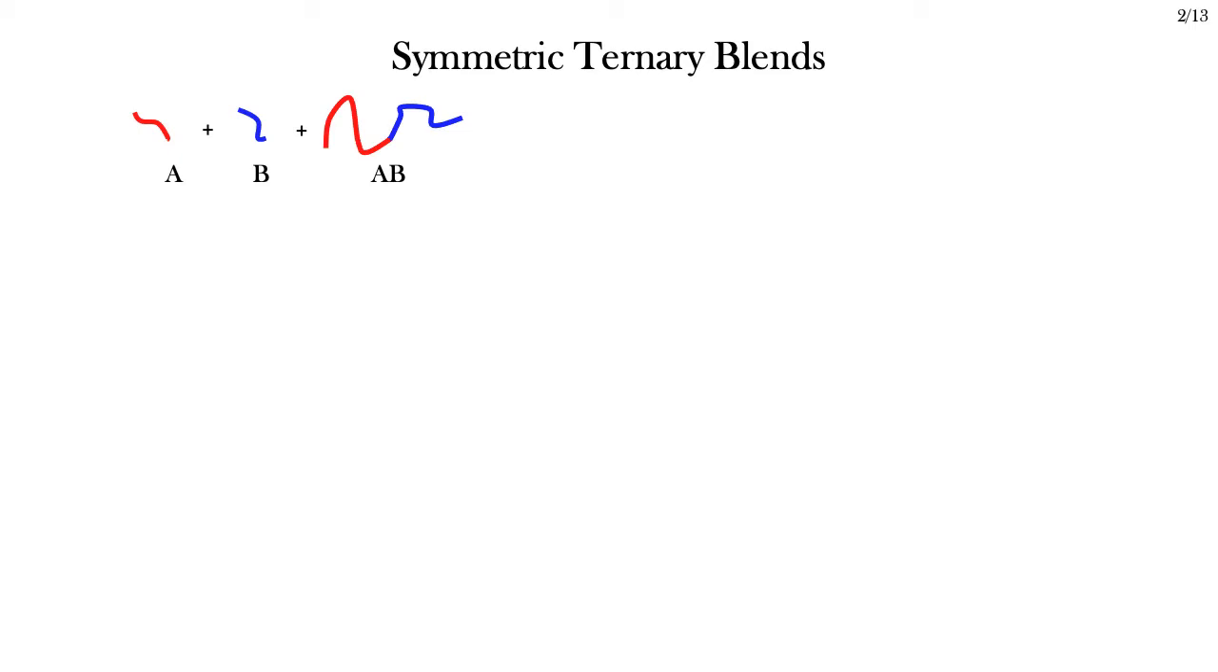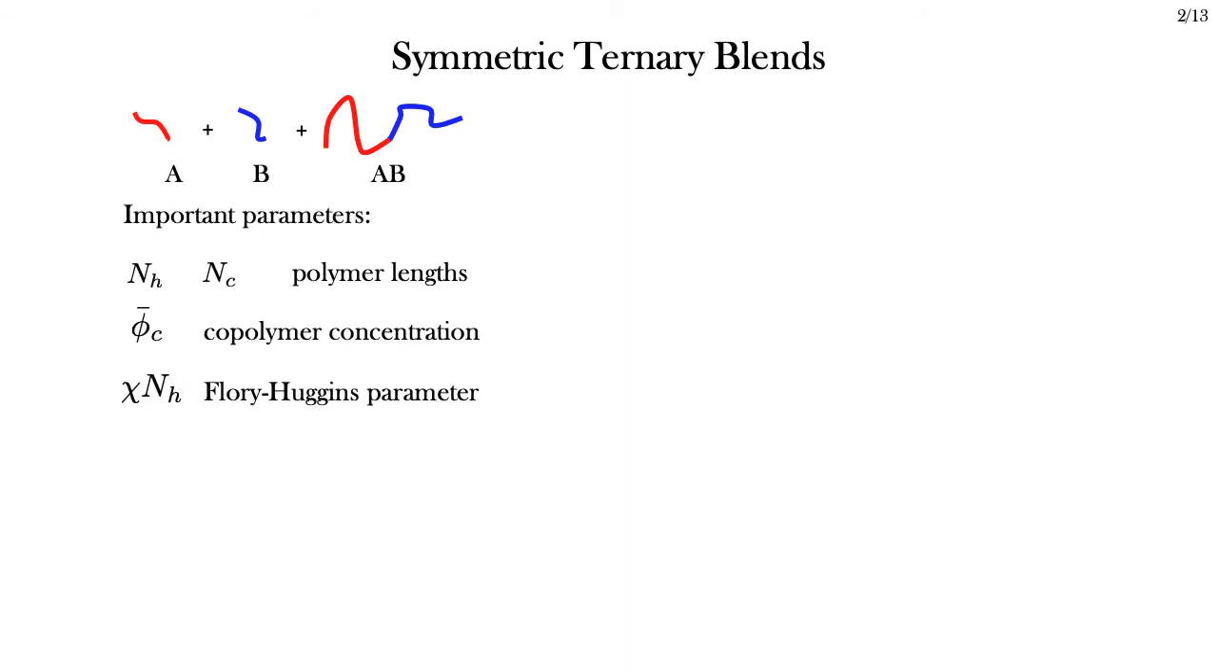I'll be talking to you today about a symmetric blend of A and B homopolymers and AB diblock copolymers. The blend is symmetric in the sense that homopolymers have the same length, and the diblock has equal amounts of A and B monomers. The important parameters are the lengths of the homopolymers and copolymers, the copolymer concentration, and the Flory-Huggins interaction parameter, which gives the strength of A and B interactions.